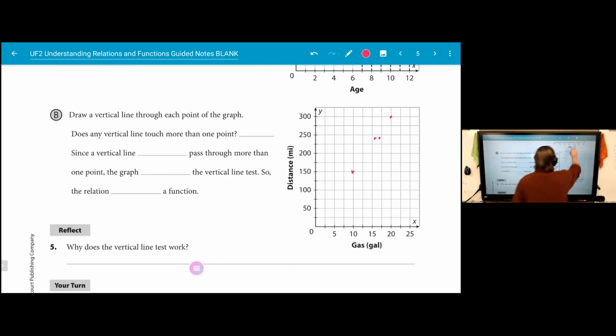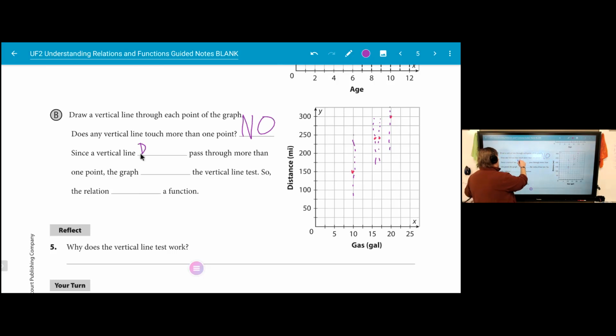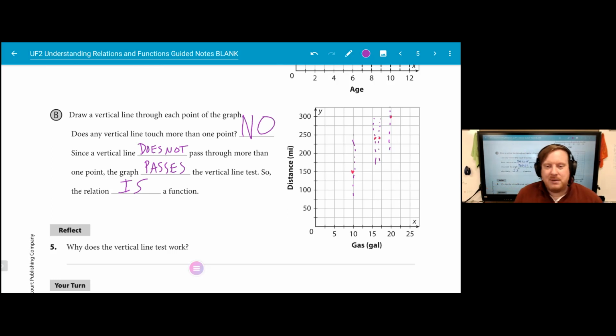If I draw vertical lines with all these things here, if I draw a vertical line here, only touches 1. Here, touches 1. Don't make fun of my vertical lines. I do the best I can. It only touches 1. Only touches 1. Does any vertical line touch more than 1 point? No. Since a vertical line does not pass through more than 1 point, the graph passes the vertical line test. So the relation is a function. Yep.